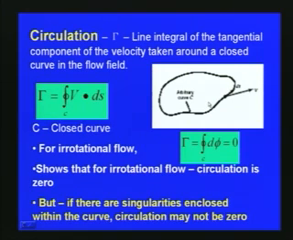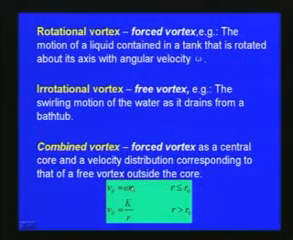So for an irrotational vortex also, if there is a singularity within the curve, there is a possibility that circulation may not be 0. But generally for an irrotational or free vortex, the circulation is equal to 0. So circulation is an important parameter which we use as far as vortex is concerned. We have also defined the tangential velocity for the vortex as v theta is equal to omega r, or v theta is equal to k by r when r is greater than r0.